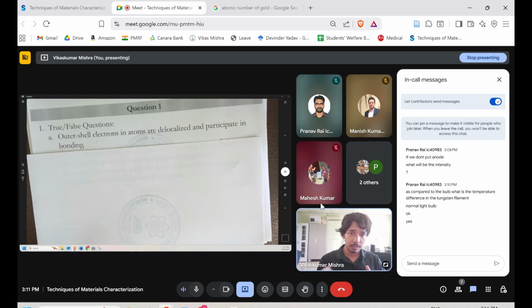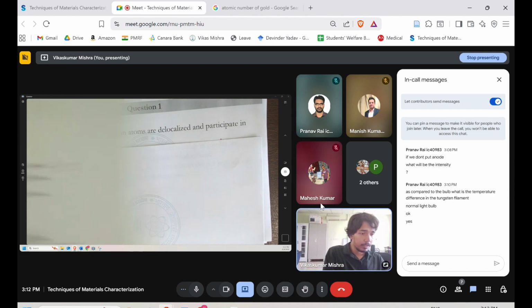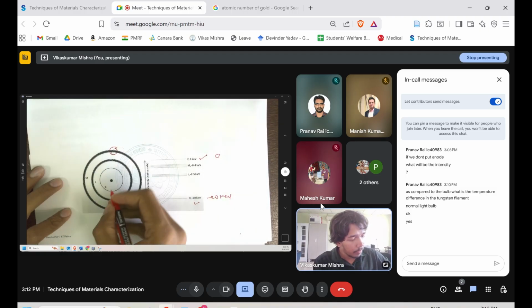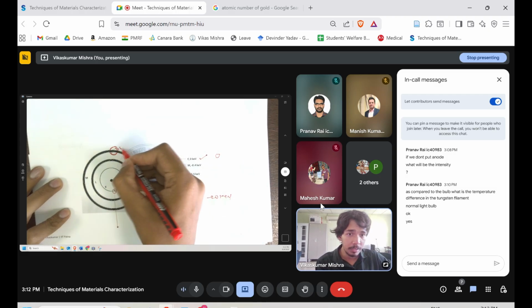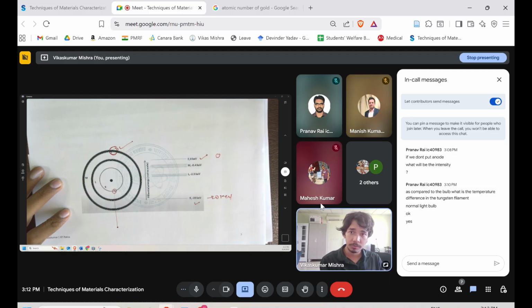The statement has been made in the class by the professor. That's why we are asking this question. The bonding, whether it happens between the outer shell electron or the inner shell electron. In the bonding, will the electron from the inner shell bond with the inner shell electron of another atom, or will it be the outer shell one which will lose the electron and form the bond?